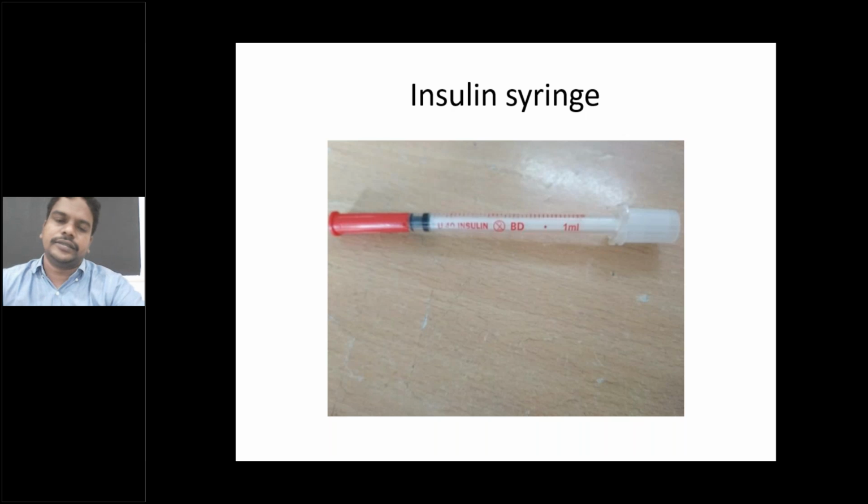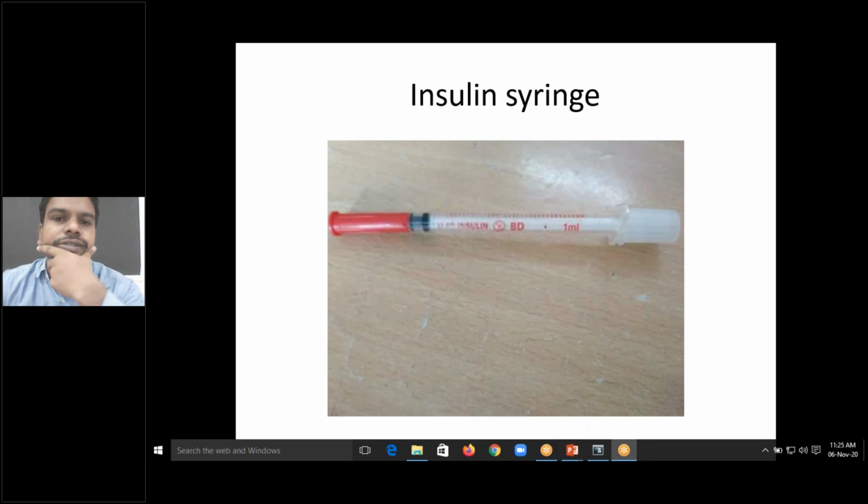What are the drugs administered through this instrument? You need to write about the drug names. For example, insulin syringe. What type of drugs are administered through this instrument? What type of drug?